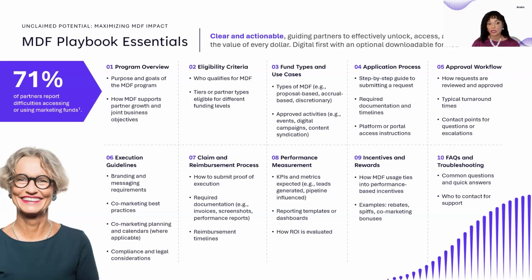So the first section, you want to ensure that you have your program overview. You want to outline the purpose and goals of the MDF program, as well as how MDF supports partners' growth and joint business objectives. Key is making sure they understand how the tasks and activities they're doing are really going to help draw business from a bottom line standpoint, even top line. Eligibility criteria: who qualifies for MDF? Are there certain tier types or partner types that are eligible for different fund levels, fund types, and use cases?